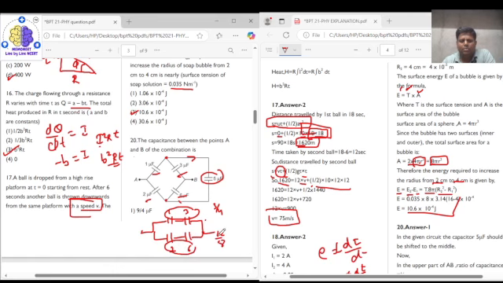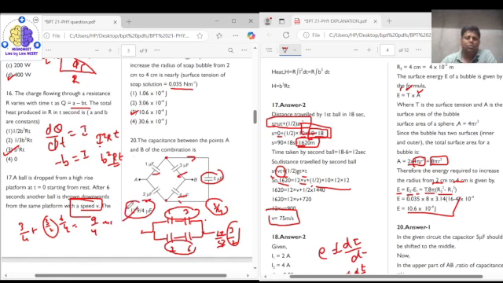12 upon 8 is 3 by 2. And because now 3 by 4 and 3 by 2 are in parallel, we simply add 3 by 4 plus 3 by 2. This 3 by 2 can be written as 6 by 4. So it becomes 9 by 4 microfarad, and we have that in option 1 itself. So the correct answer for question number 20 is option 1, right?